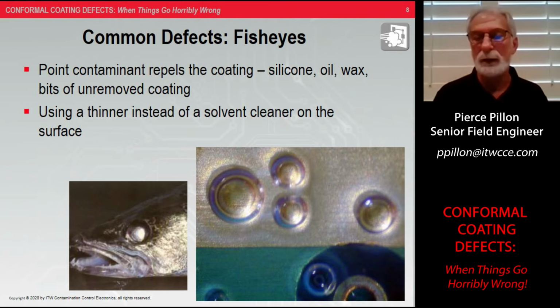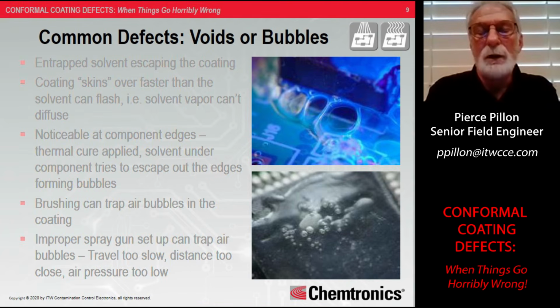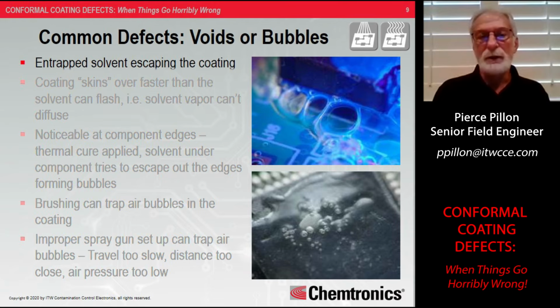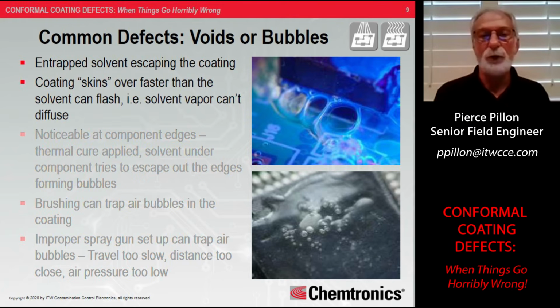So please be aware. Bubbles are essentially caused, for the most part, by solvent that has flashed off. Now it is vaporized and is trying to escape that coating, and it can't. So it bulges that coating. What happens is that coating skins over faster than the solvent can flash, and it's trapped. It will slowly diffuse out, but now that coating is cured just enough to maintain that bubble shape, and it can create a void.